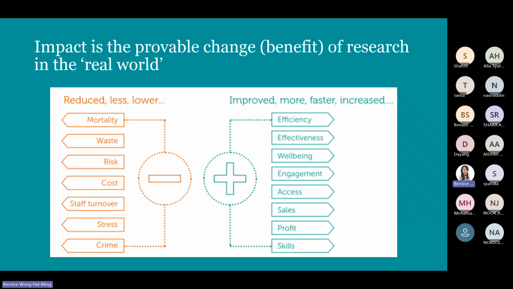So this is some impact. What is impact? For Emerald, impact is the probable change or benefit of research in the real world. So for example, what you need to do less, reduce, or do lower, it will become a better outcome. Or anything that you want to improve more or increase faster, then it will have a better outcome for your research.